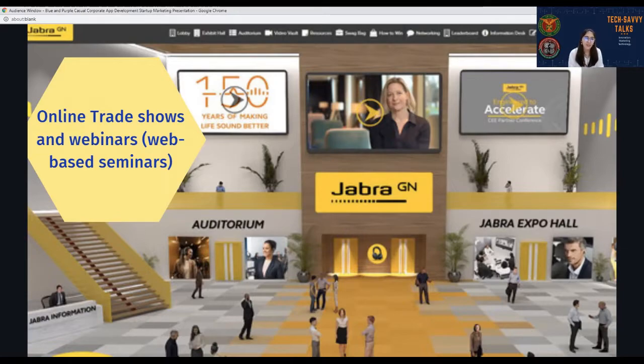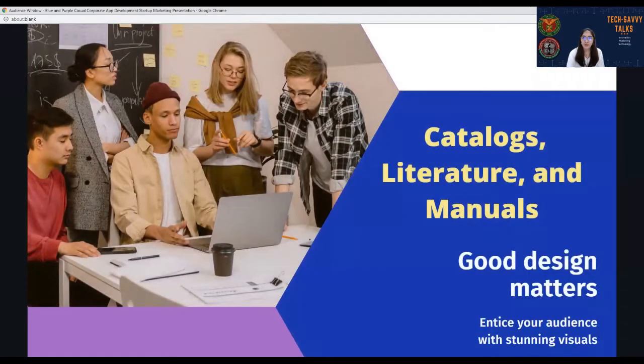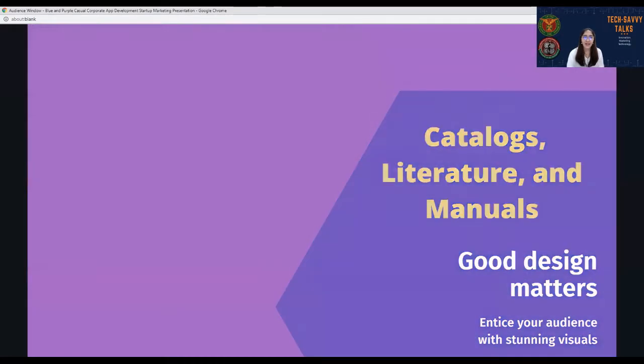Kaya ngayon meron tayong mga tinatawag na virtual platforms wherein exhibitors, participating companies, and even attendees can just enter the virtual platform wherein yung mga products and companies will be showcased and they have their own booths. And yun na yung uso ngayon, innovation at its finest. Okay? Next, let's move on with the next promotional tool, the catalogs, literatures, and manuals.